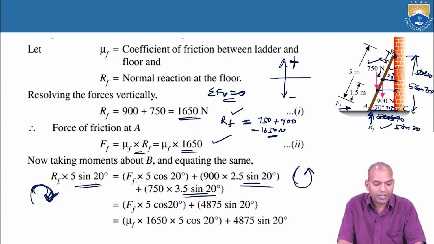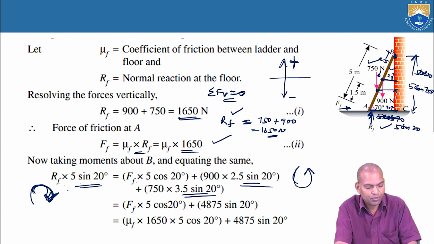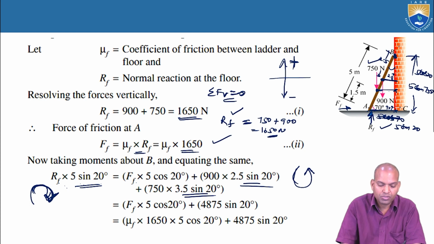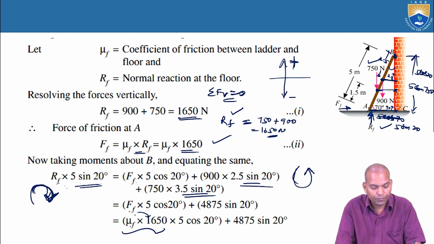Now RF into 5 sin 20. What is that RF? We know the value, 1650 newtons. Substitute 1650 times 5 sin 20 equals FF times 5 cos 20 plus known values. FF equal to what? That is mu F times RF, mu F times 1650, which is related to the frictional force at the floor. 5 cos 20 plus 4875 sin 20.